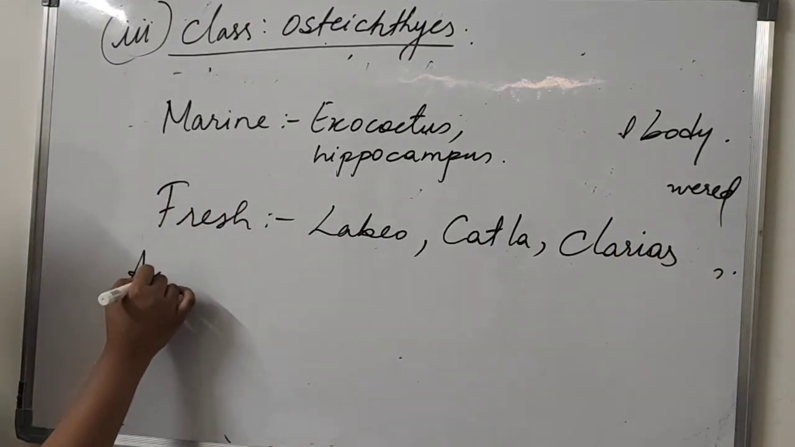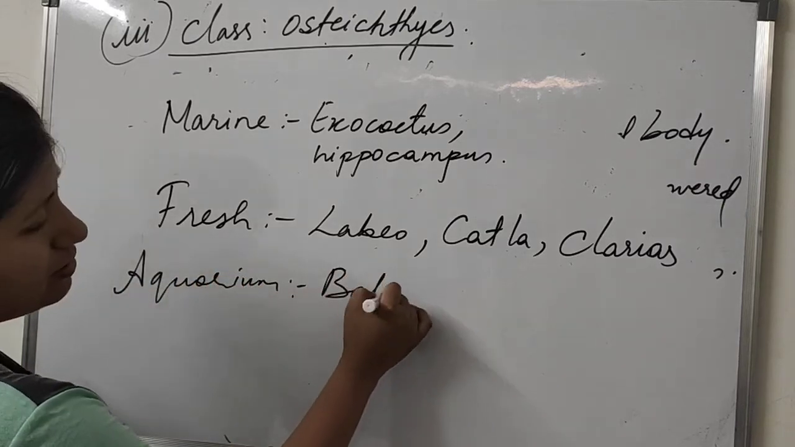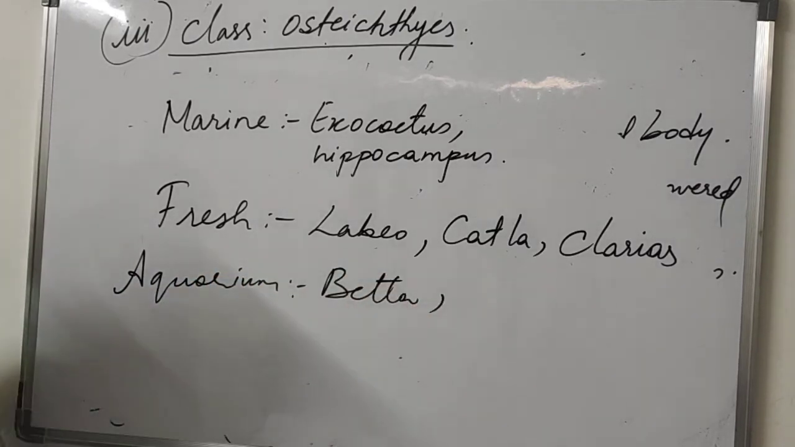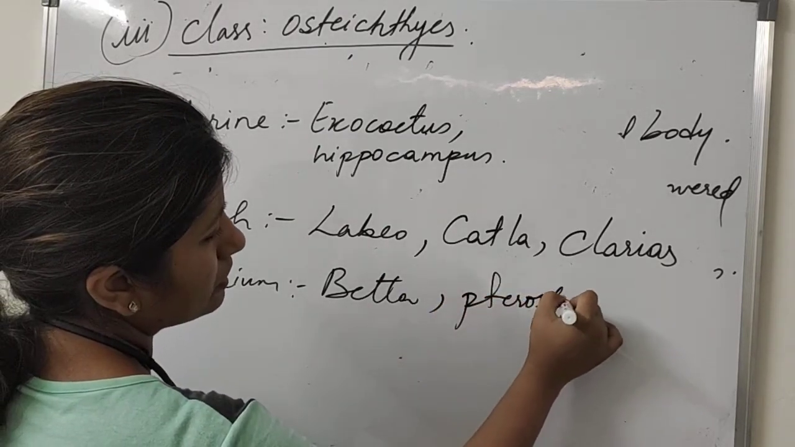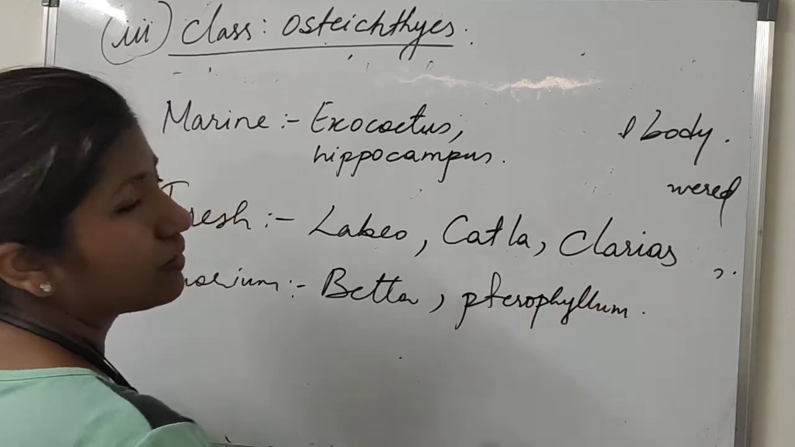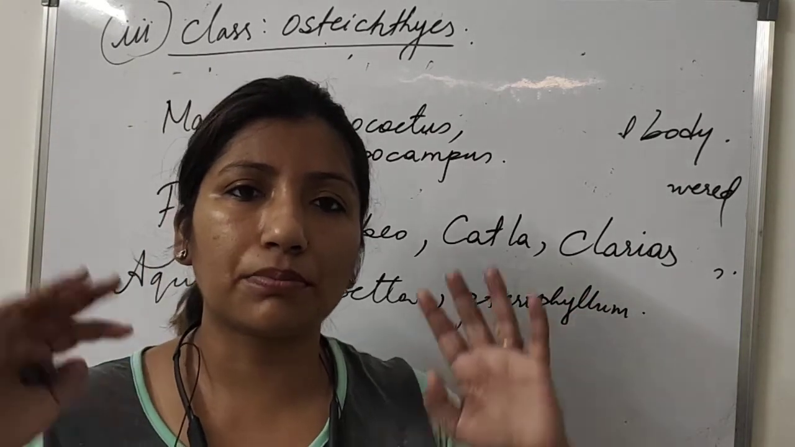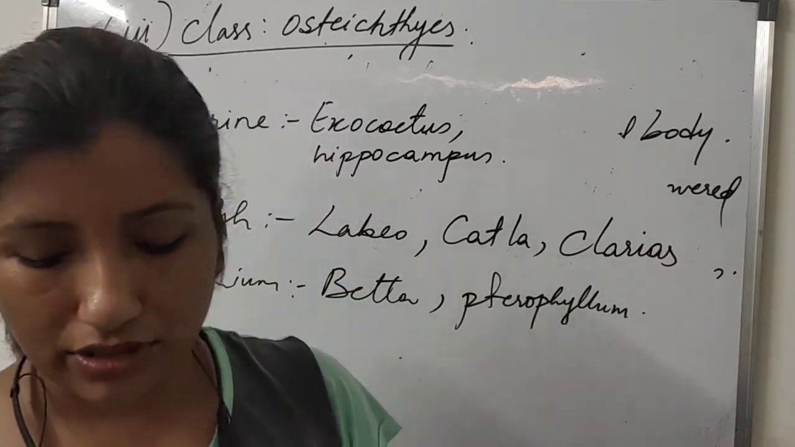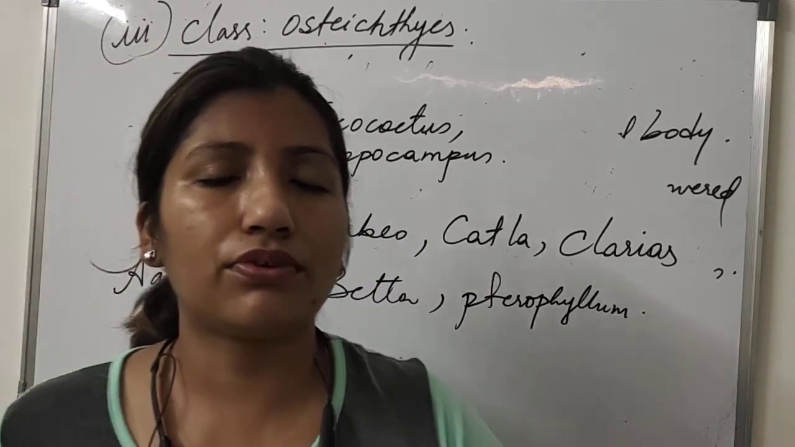And aquarium fish are Betta and Pterophyllum. That's the angel fish. The white color fish you see in the aquarium, the white color fish with big fins, which looks like an angel, so they are Pterophyllum. So here we conclude for today's class.